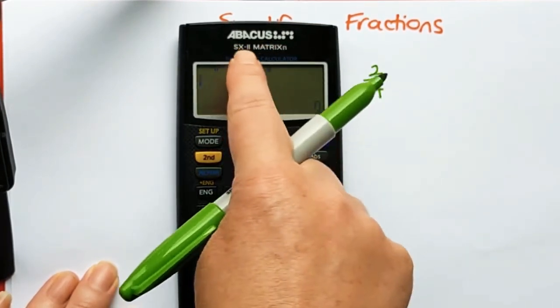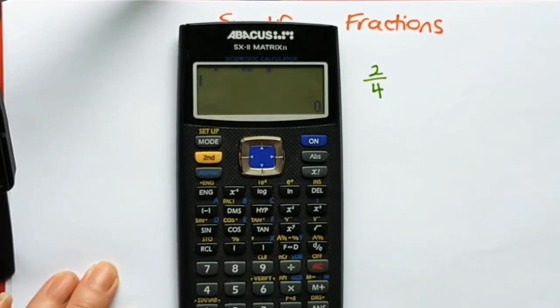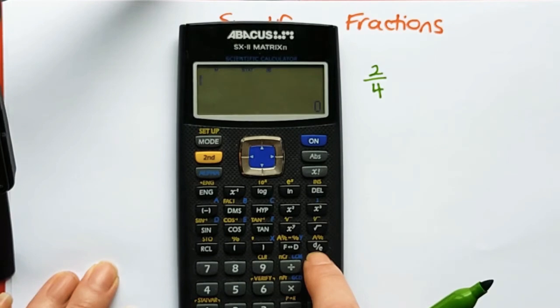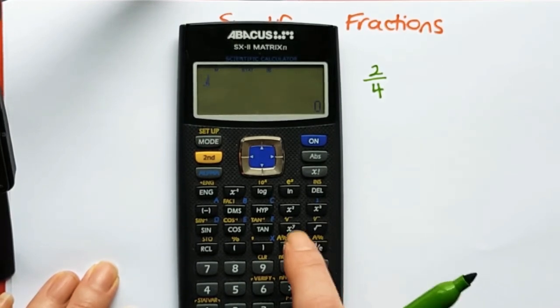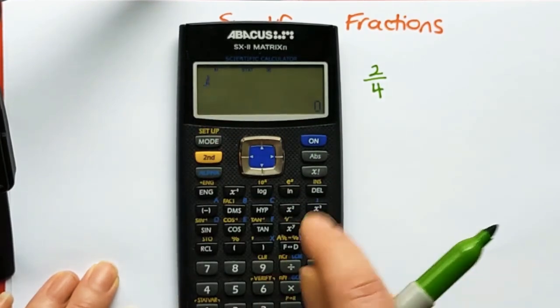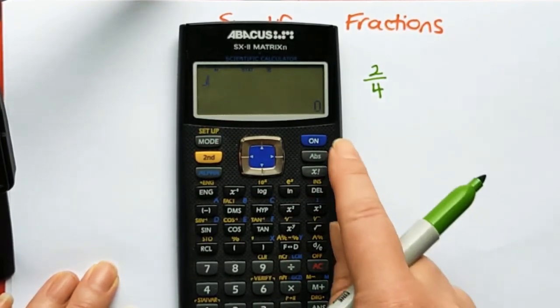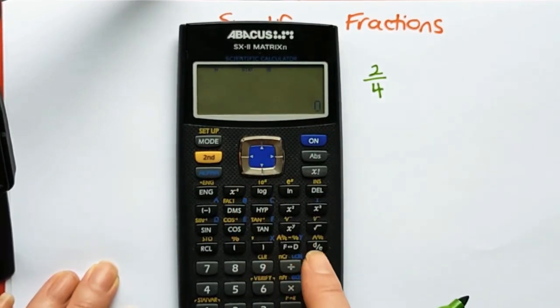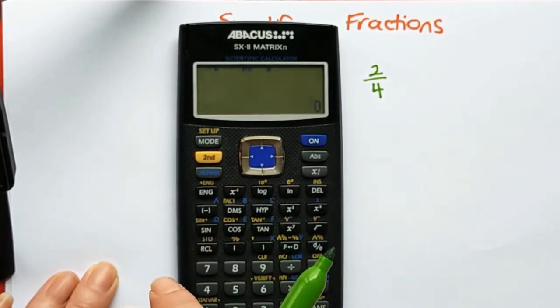So if you've got an abacus calculator and it looks like this, the fraction button is this one here, D/E. Now, my one, when I press it, just puts this little symbol here in a corner, and hopefully that's what yours does. But if it doesn't, then I've got another calculator that I'll show you how to use, and it will use a fraction button this way.